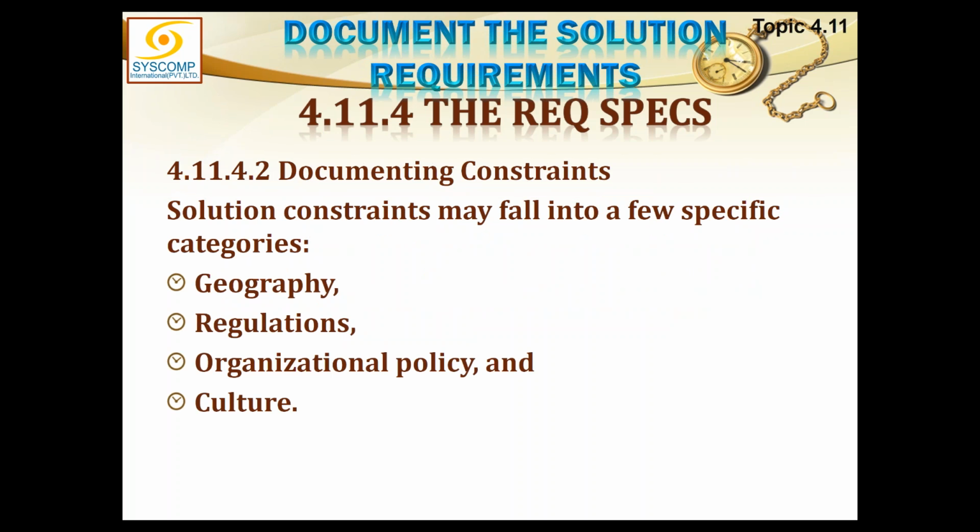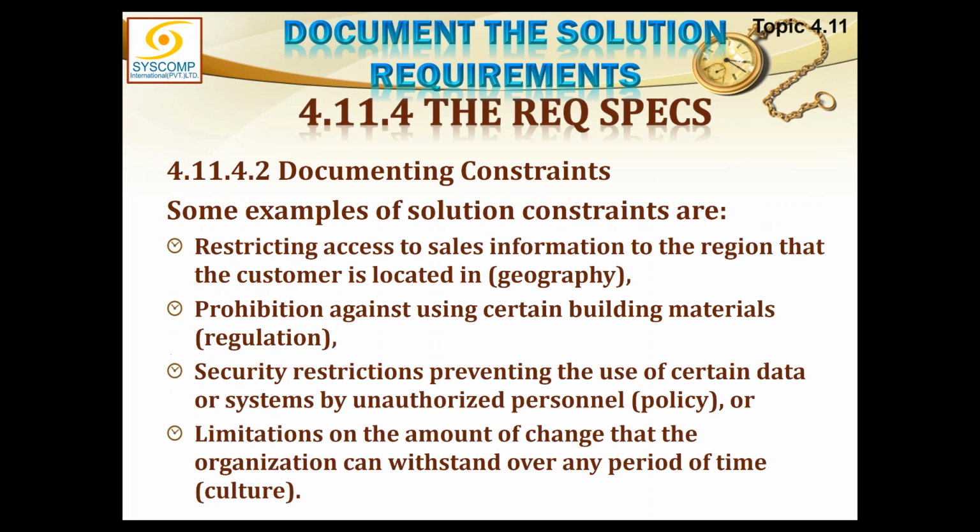Solution constraints may fall into a few specific categories. There could be geographic solution constraints. A specific solution can be implemented in one city and cannot be implemented in the other city, maybe due to the difference in weather or location. Regulations, there are different regulations which can constrain your solution. Your organizational policy, which is an internal environmental factor, can impact your solution, and the culture of the organization, again an internal factor, can impact your solution constraint.